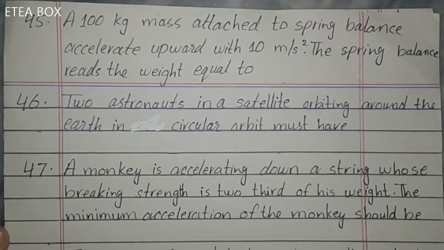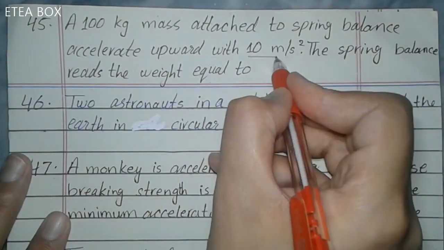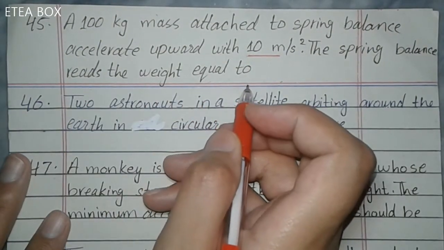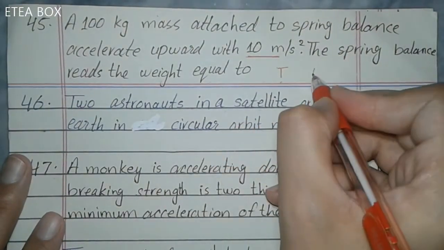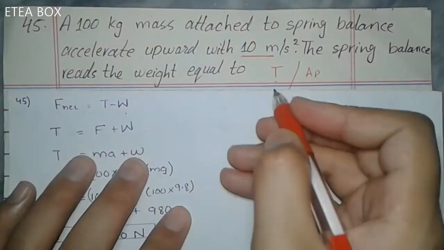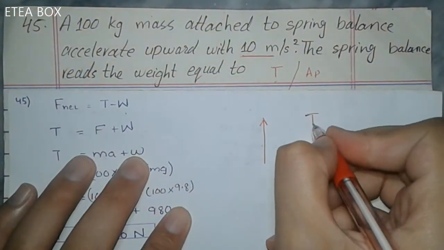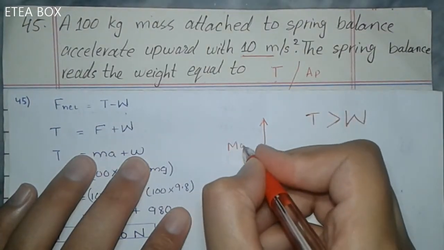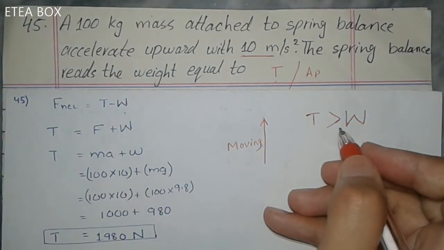Okay, the next one, a 100 kg mass attached to the spring balance accelerates upward with 10 meter per second square. The spring balance reads the weight equal to. Now what we have to find here is the tension in the spring or the apparent weight. Look, when a body is moving upward, it means that the tension is greater than weight. Okay, keep this in your mind.